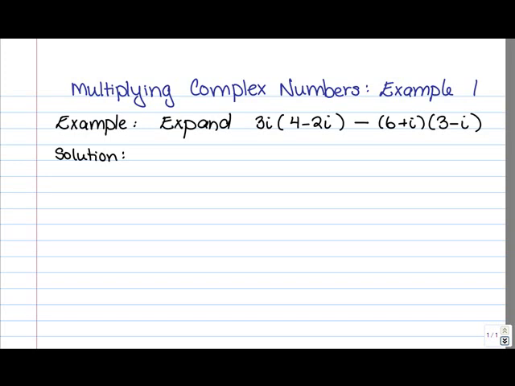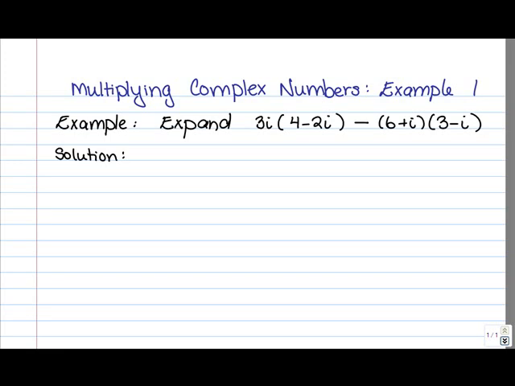In this video, we're going to have a look at multiplying complex numbers. So in this example, you're asked to find 3i times 4 minus 2i minus 6 plus i times 3 minus i. Go ahead and try this example on your own first before we take it up together.